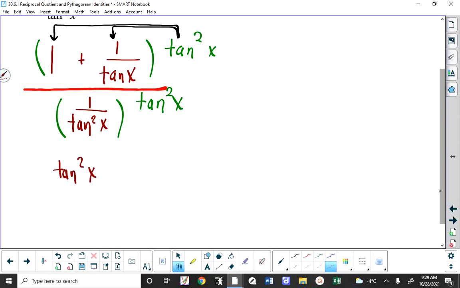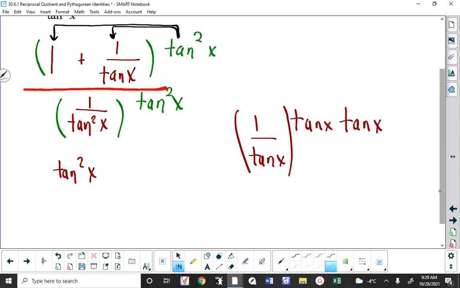When I multiply tan squared of x by 1 over tan of x, I think it should be obvious, but tan squared of x is tan of x, tan of x. We're multiplying by 1 over tan of x. You don't need to show this, of course. I'm just explaining why you're going to be left with an extra tan of x. So then we have plus tan of x.